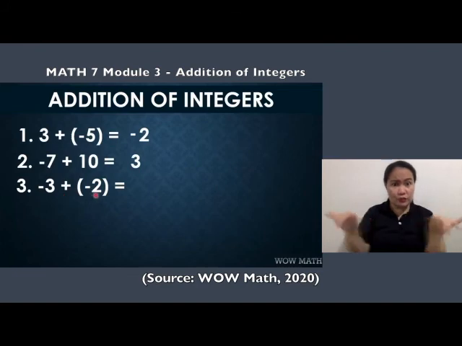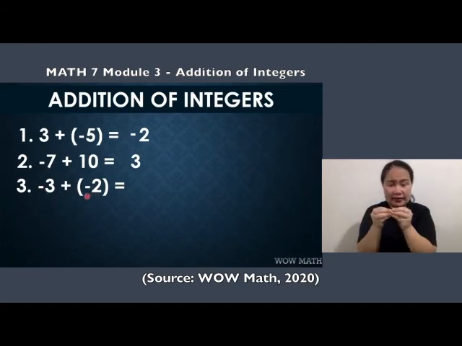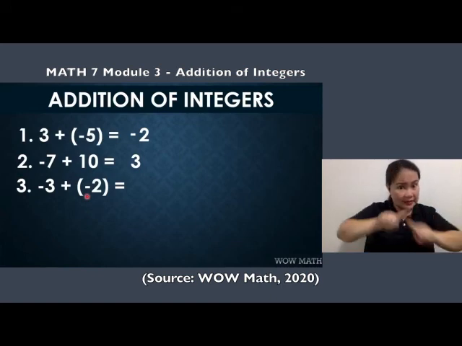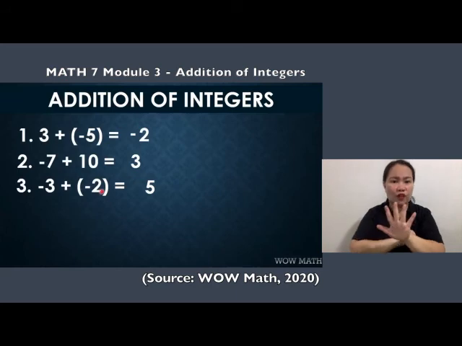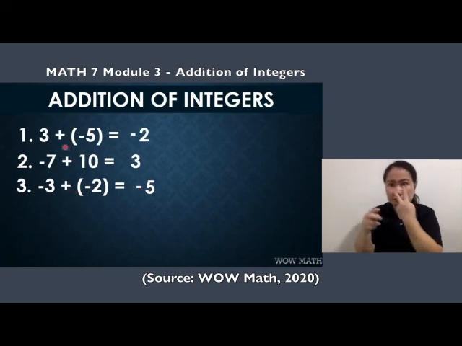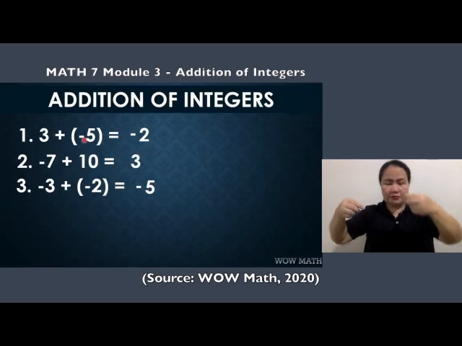Next, negative 3 plus negative 2. So, same sign sila. Pareho silang negative. So, ano nga ulit? Same sign, add, and keep. Okay. So, i-add natin si 3 and 2, that is 5. And then, keep the common sign. Ano yung sign nila pareho? Negative. So, kukopyahin mo lang kung ano yung sign nila pareho. Unlike this one na titingnan mo kung ano mas mataas dahil yun ang kukopyahin natin.